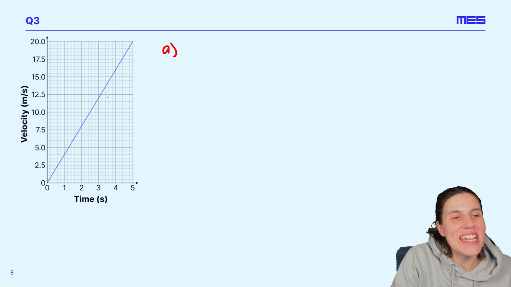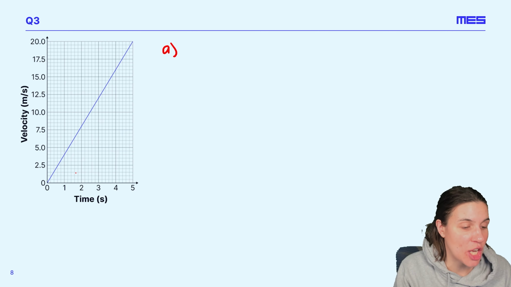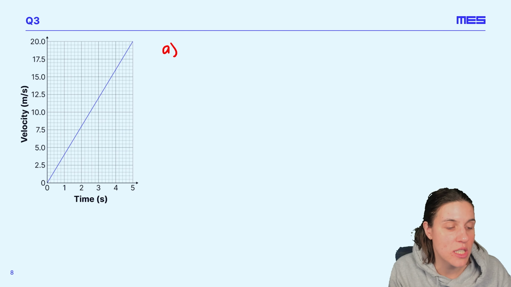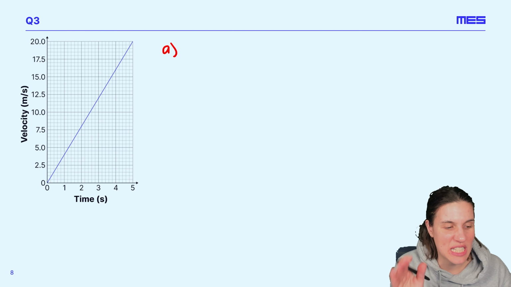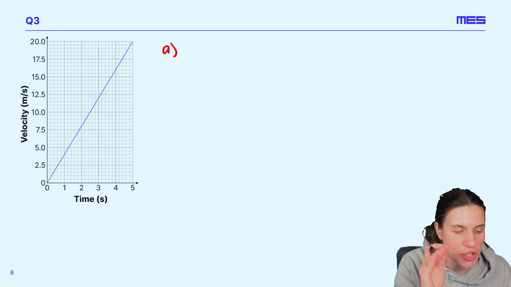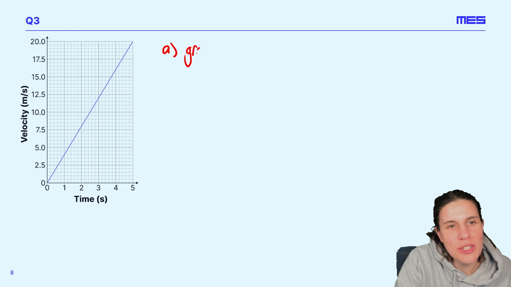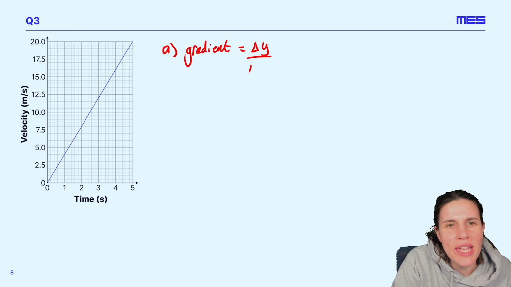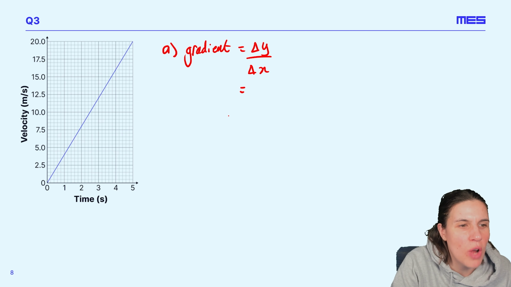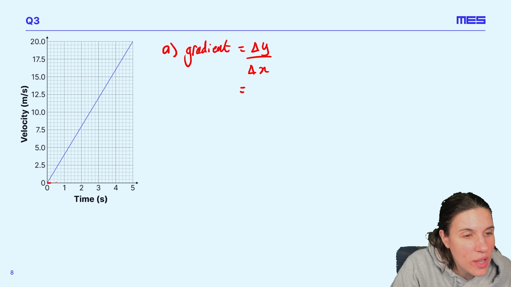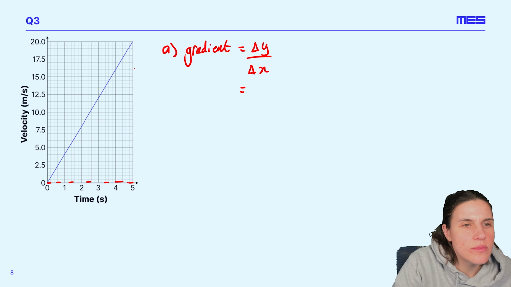So the acceleration can be calculated from a velocity time graph from finding the gradient. So the gradient of a distance time graph is speed. The gradient of a velocity time graph gives me acceleration. So I'm going to find the gradient, and I'm going to do that by doing the change in y, or the rise, divided by the change in x, the run. So I can take the whole triangle here, so I can go all the way along and all the way up. Happy days. So my change in y is going to go from 0 to 20.